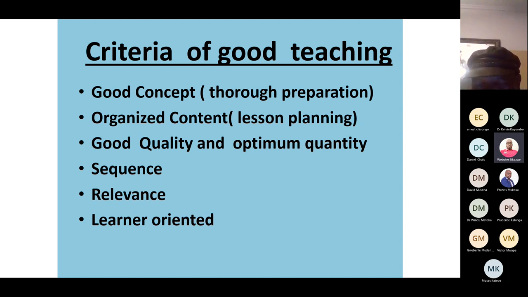Just a comment, especially on the third bullet about optimum quantity. Most of us use PowerPoint slides to deliver our teaching, right? I think an observation is that sometimes the slides show slide one of 57. Immediately your students, when they see that, sometimes it puts them off. They wonder, are you going to finish this topic? So would you say that perhaps a good practice would be to cut up your slides into more manageable bits, so that it does not put off your learners?